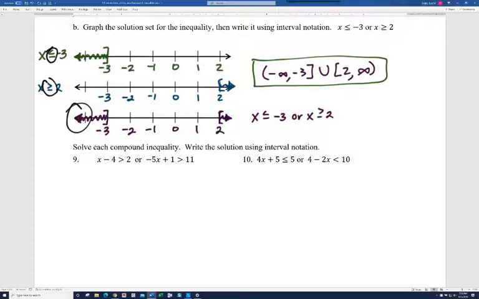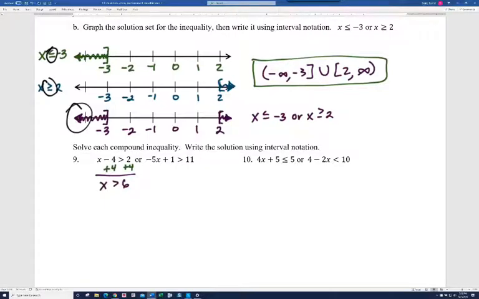All right, so let's go ahead and look at number 9. It says solve each compound inequality, write the solution using interval notation. All right, so just like we did with and statements, we're going to solve each of these separately. So I'm going to add 4 to both sides here. So I have x minus 4 is greater than 2. We add 4 to both sides. We get x is greater than 6.